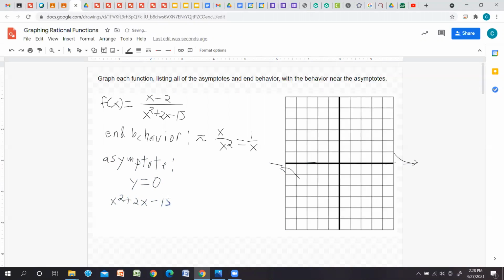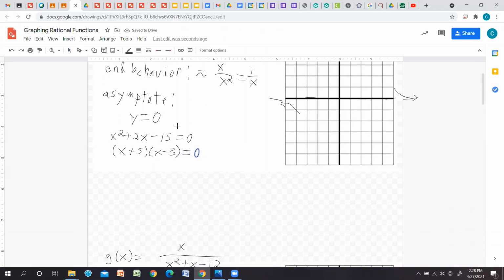All of these should be factorable. So I'm going to factor this. We get x plus 5 and x minus 3, because 5 times negative 3 is negative 15, and 5 minus 3 is 2. So we can say x equals negative 5 and x equals 3. So we can graph those out.